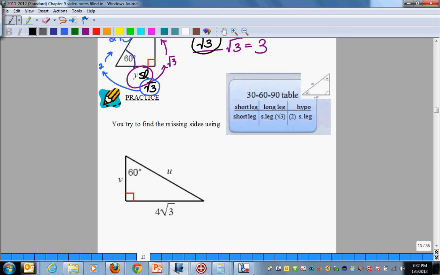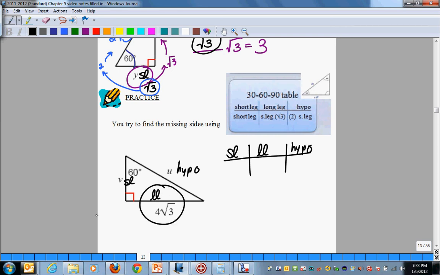Okay, let's label first. This is our hypo. This is our short leg, and across from the 60 is going to be our long leg. So let's pull out our table. Short leg, long leg, hypo.